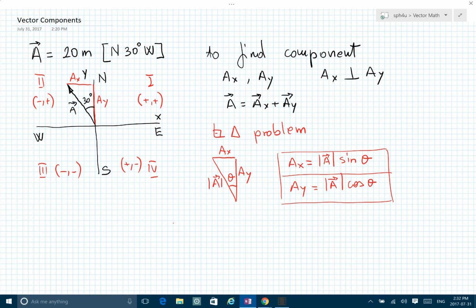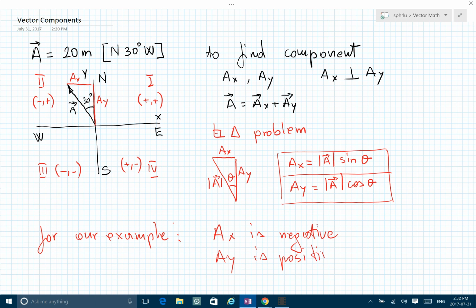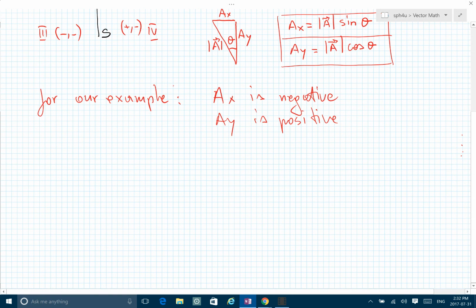All right. So which means that the x component for our example, AX, is negative and AY is positive. So let's actually go ahead and do our vector. The components will be AX equals negative 20 sine 30, in meters, and AY is positive 20 cosine of 30 degrees, again, meters.